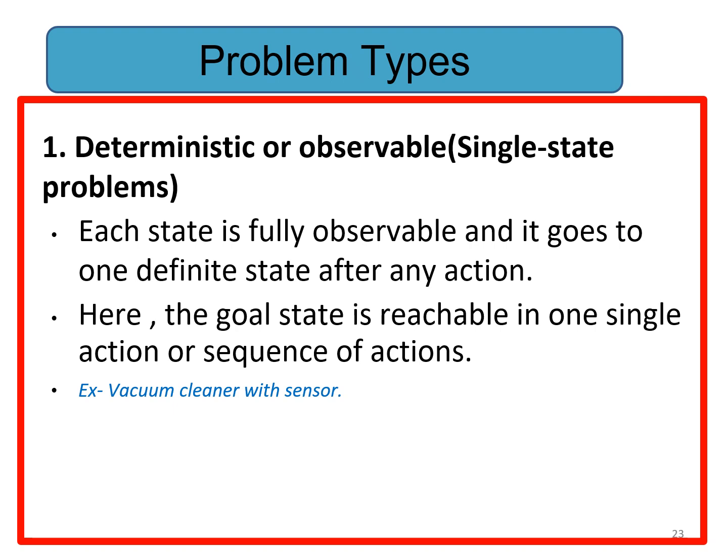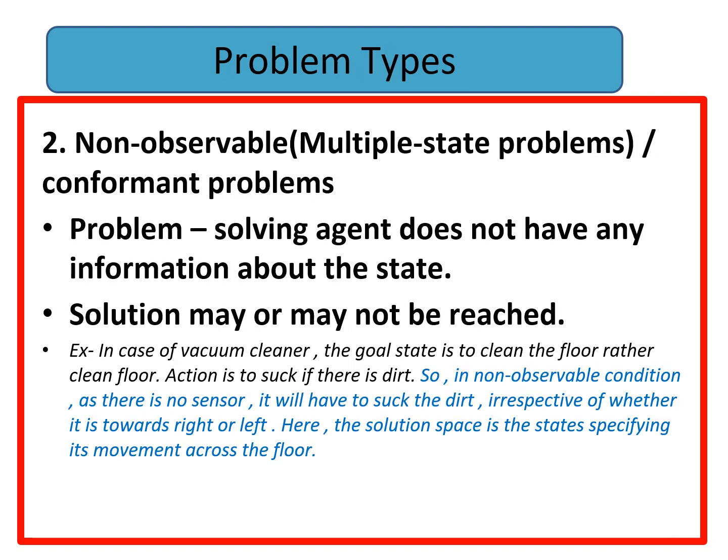Moving to the next concept, the non-observable or conformant problem. It is also called a multi-state problem. It is a problem in which the agent has no information about the current state or environment. The agent cannot observe where it is, what the environment looks like, or whether an action has succeeded. Because the exact state is unknown, the agent must consider multiple possible states simultaneously. It is called a multiple state problem.